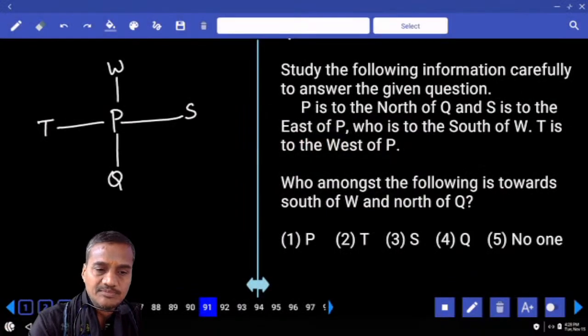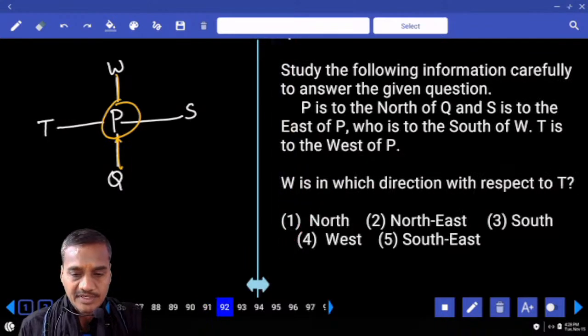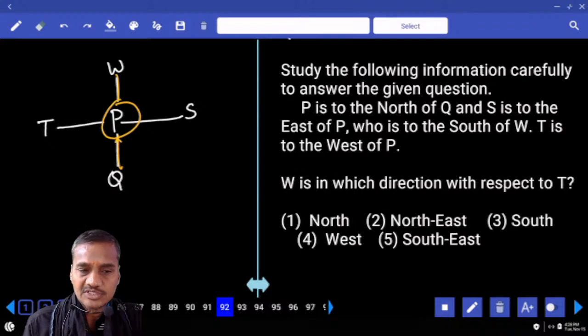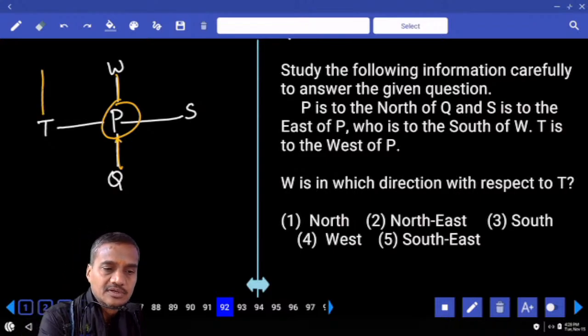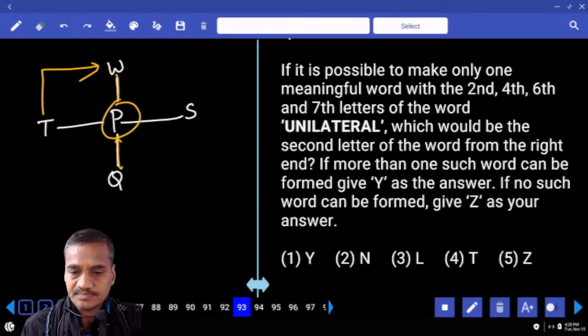Tell me who is that one? P. South of W and north of Q, that is P. Choice 1, question number 91. And 92, W is in which direction with respect to T? From T, north and east is northeast. Northeast, that is choice 2, question number 92.